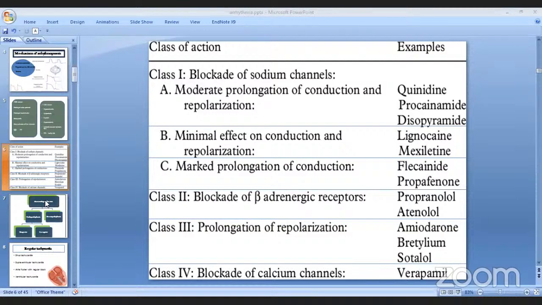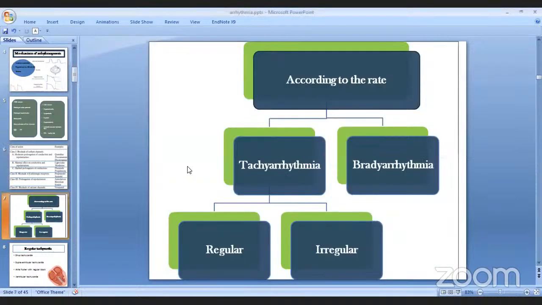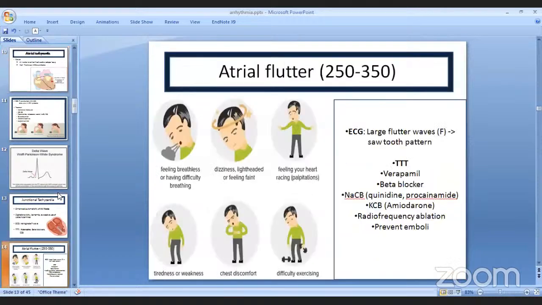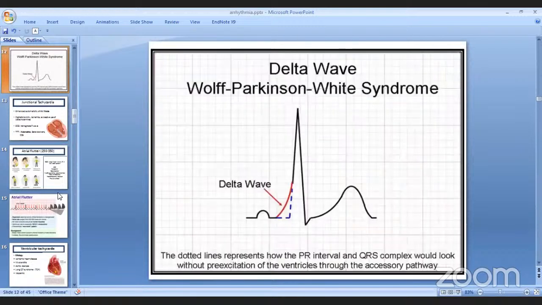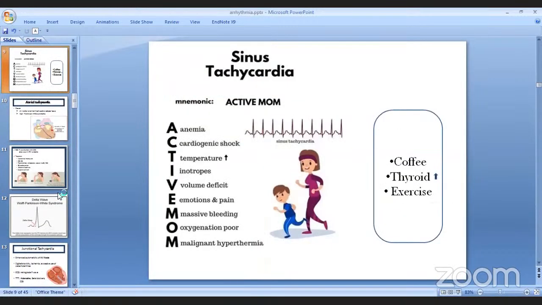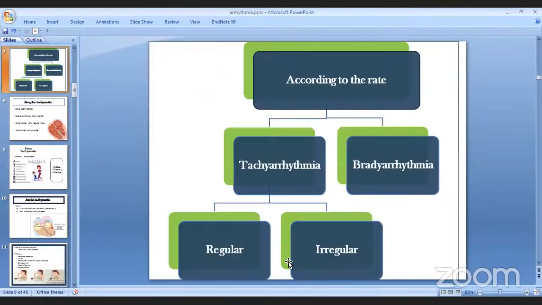Now let's jump into the types of arrhythmia. This is categorization according to the rate. Arrhythmia is either tachyarrhythmia or bradyarrhythmia. Tachyarrhythmia can also be regular or irregular.